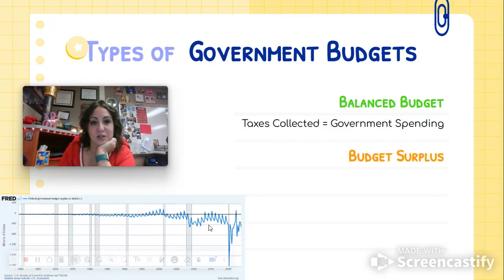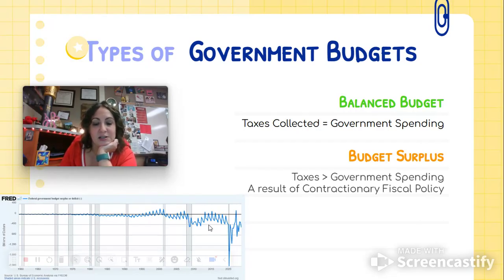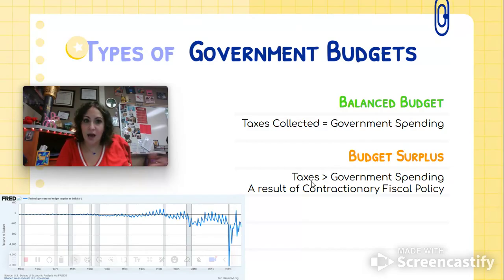Another type of budget that the government could have is a budget surplus. A budget surplus is when the government has extra money. So taxes are greater than government spending. That means that they collect maybe $1 million in taxes, but they only spend $500,000. So they've got leftover money. That's what a budget surplus is: there's more taxes being collected than the government's actually spending.